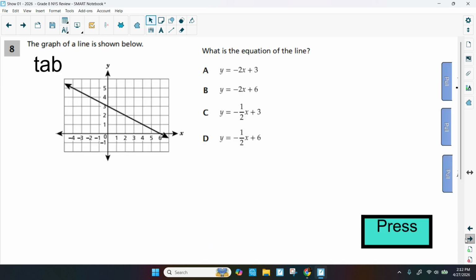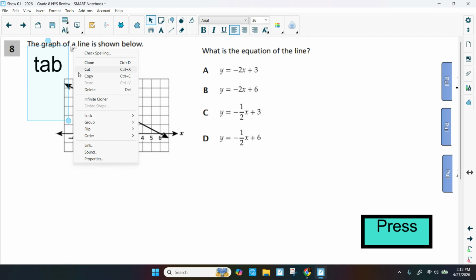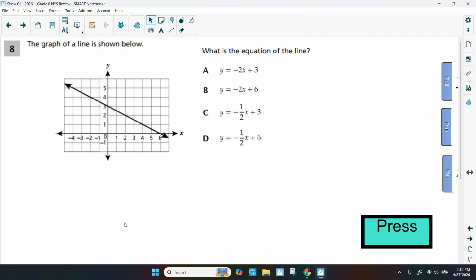Okay, the graph of a line is shown below. I don't know why I have the word tab there for some reason. Let me cut that out. All right. The graph of the line is shown below. So here's our graph. What is the equation of a line?